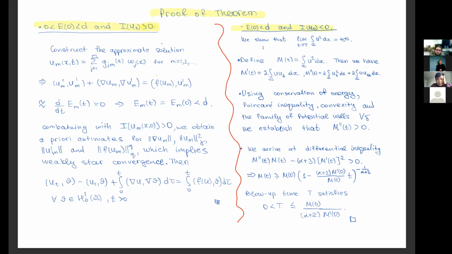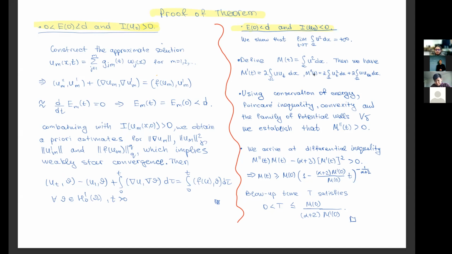For the blow-up case, we need to show that some norm goes to infinity. So we take the L2 norm. In some time t, it will go to infinity. So here we define some M(t). So we will have some derivative with respect to time.